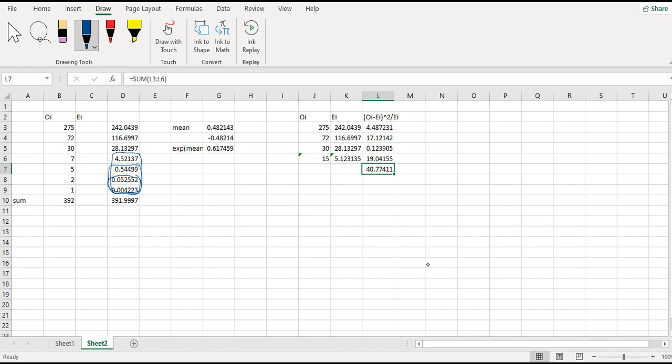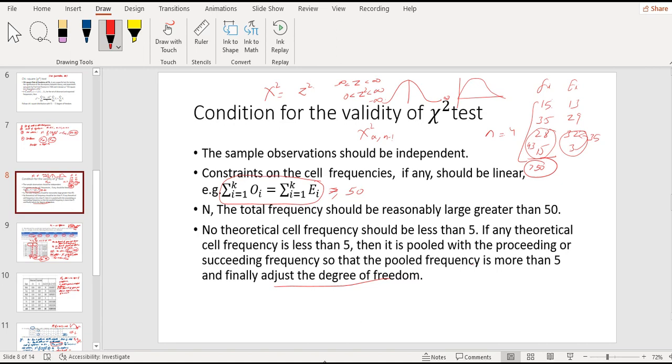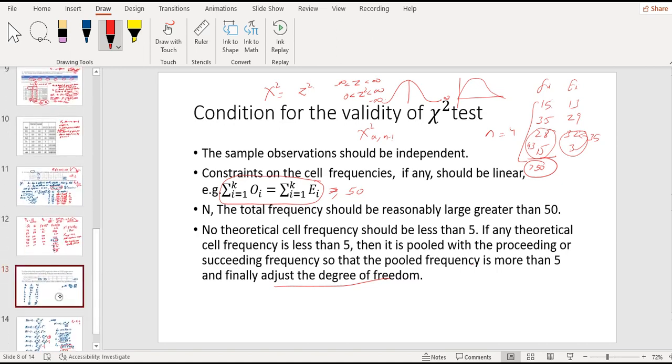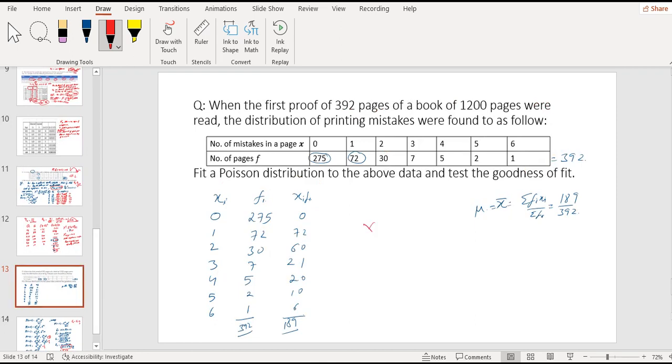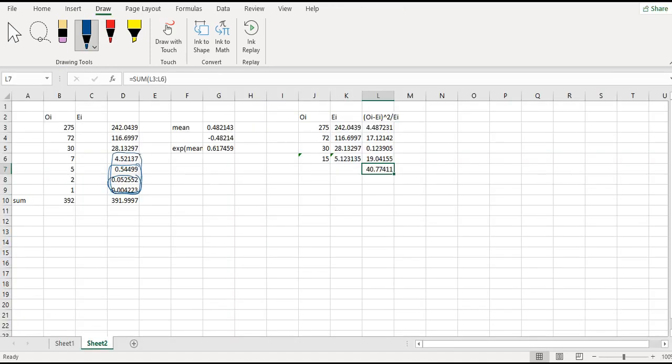And so what is the calculated value of chi-square here? In this particular question, the calculated value of chi-square, summation i varies from 1 to n, observed minus expected squared upon expected, comes out to be 40.77. And how many degrees of freedom are we left with? Now you can see we are left with only 4 observations, 1, 2, 3, 4. So what will be the degree of freedom? It is n minus 1, so 4 minus 1 is 3.